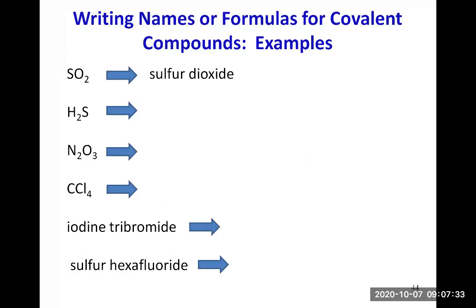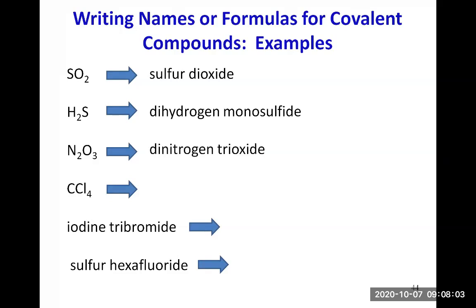H2S, we have two hydrogens here, so it's going to be dihydrogen, and then monosulfide. Mono because there's one sulfur, sulfur becomes sulfide. So dihydrogen monosulfide. And N2O3. There is two nitrogens, so we say dinitrogen, and three oxygens, so tri, and oxygen becomes oxide. So dinitrogen trioxide.